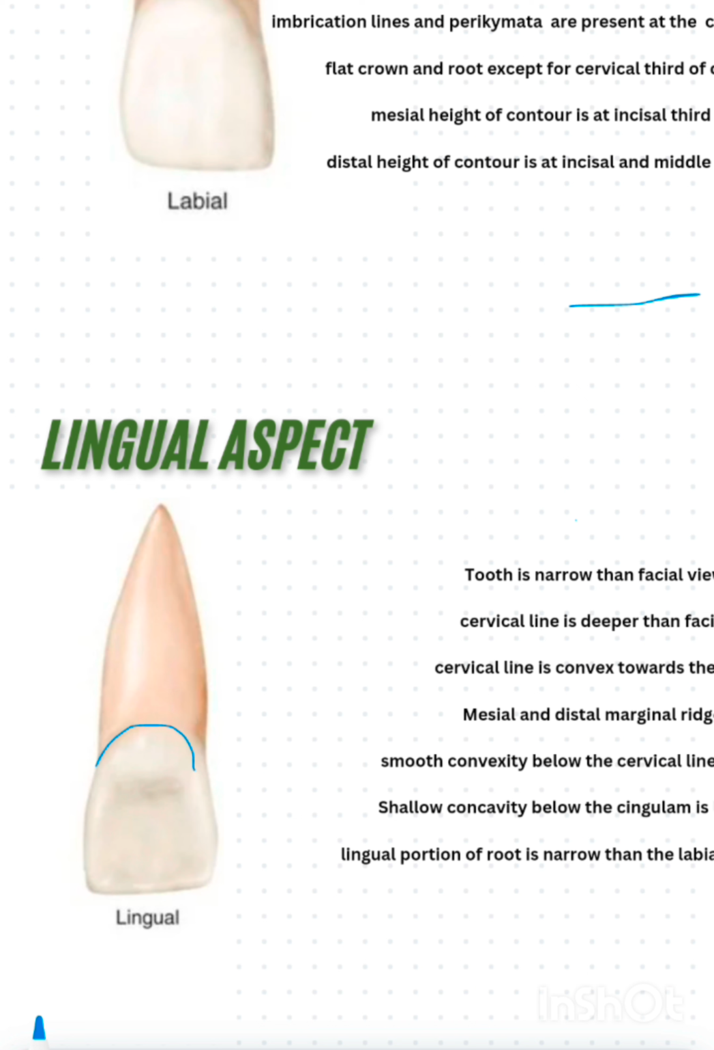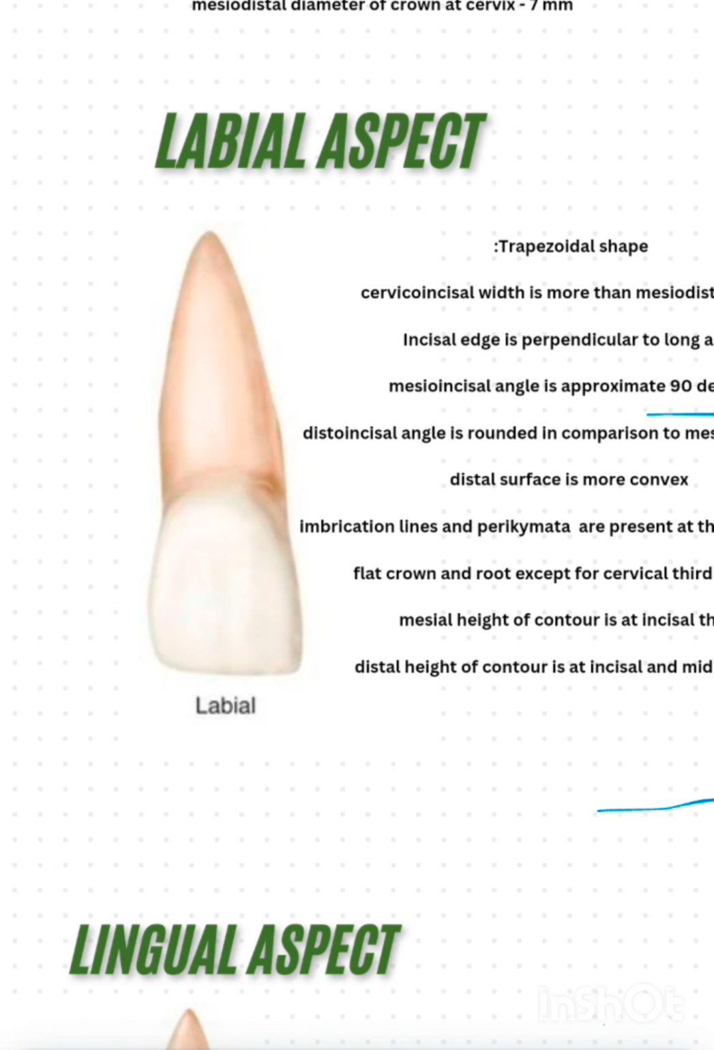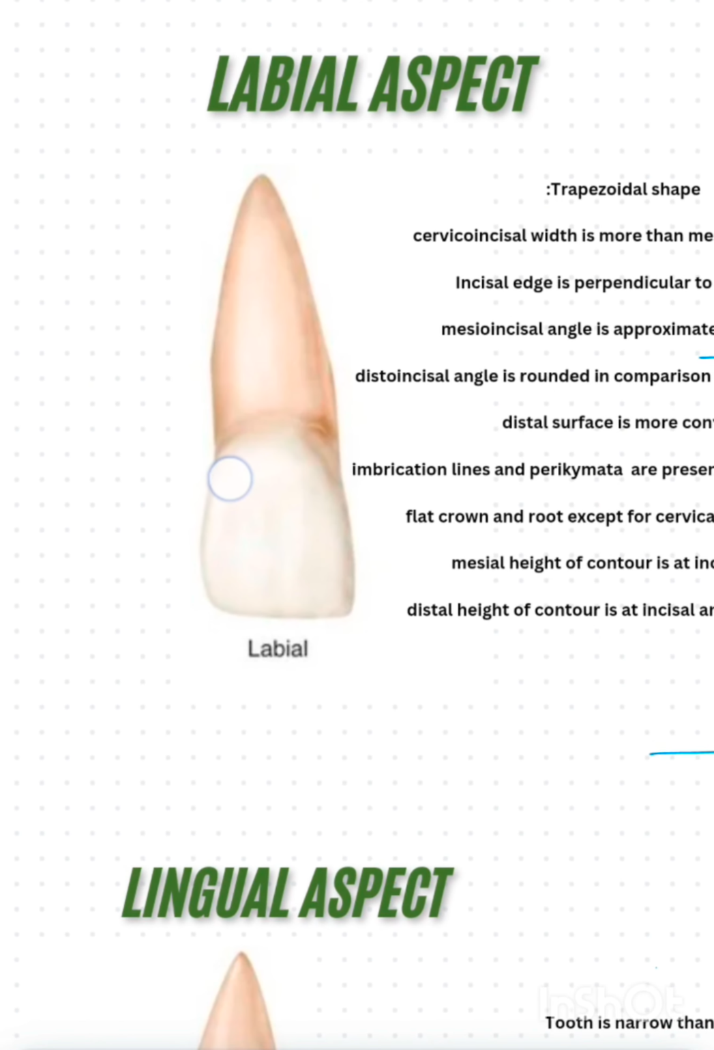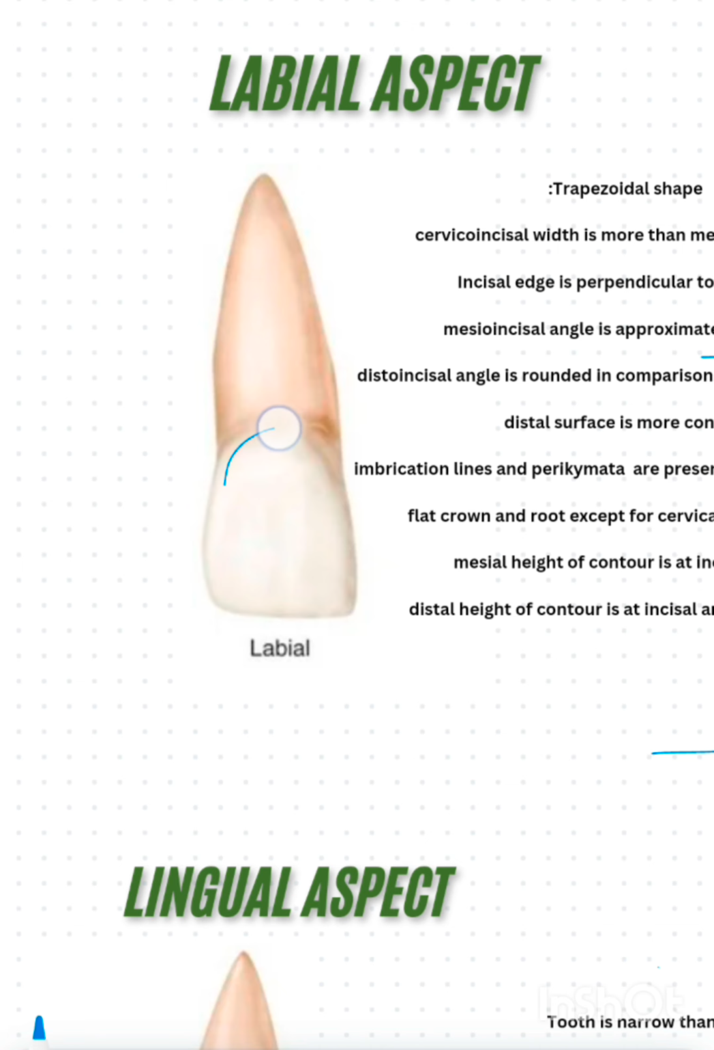One more thing, the cervical line is convex towards the apex. It is convex towards the apex from lingual and at the labial view also it is convex towards the apex.